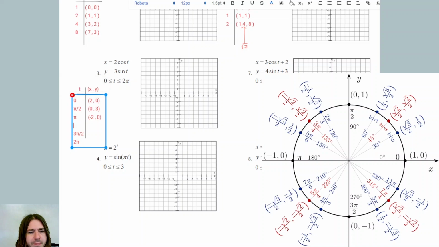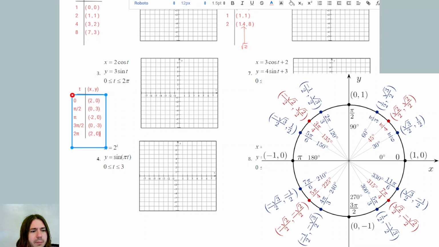At 3 pi over 2, the coordinate is 0, -1. And if I multiply those by 2 and 3, I should get 0, -3. And then when I get to 2 pi, I should have the same value as 0 because those are coterminal. So I should also be at 2 comma 0 here. So let's see what this is going to look like. We're going to plot these points in order.